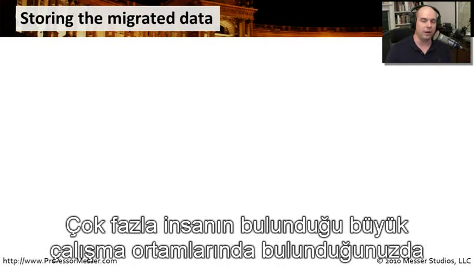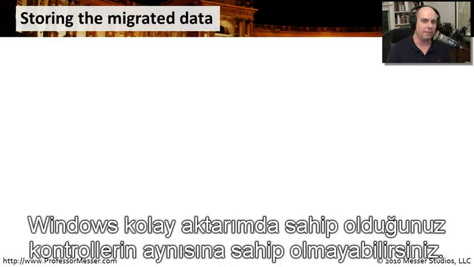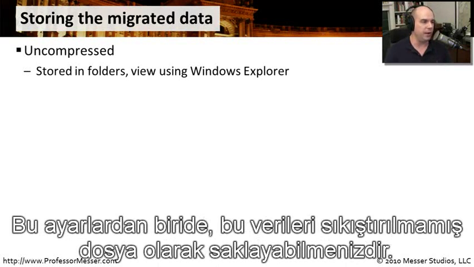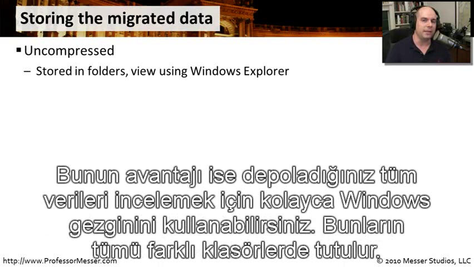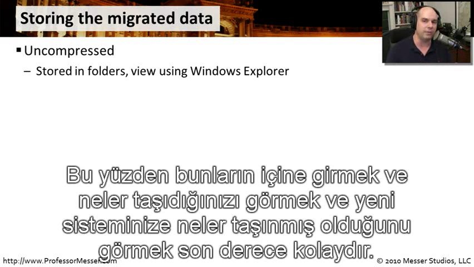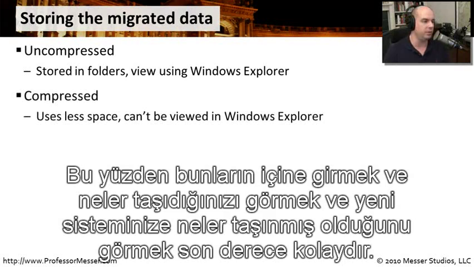When you're in a large environment with a lot of people, you don't have the same types of control that you have when you're doing something like a Windows Easy Transfer. So one of the options you have is to store this data as an uncompressed file. What's nice about this is that you can simply use Windows Explorer to look at all of the data that you've stored. It's all stored in separate folders. So it's very easy to go into after the fact to see what you have migrated and perhaps what will be migrated to your new system.